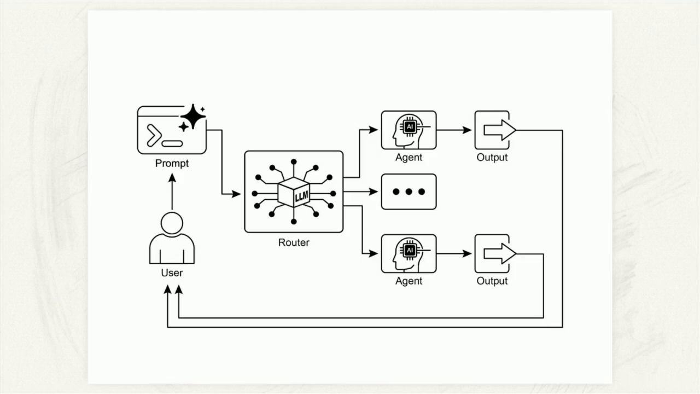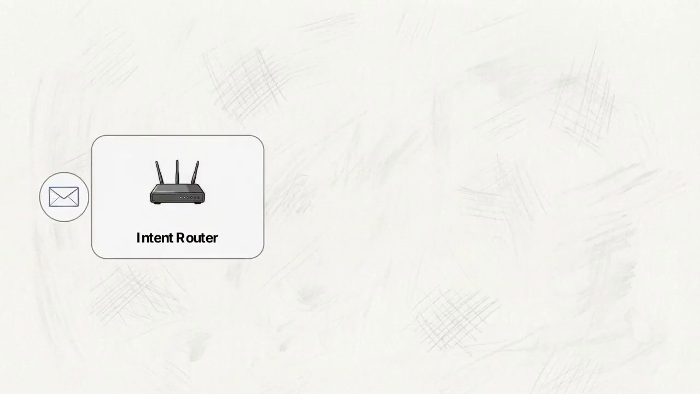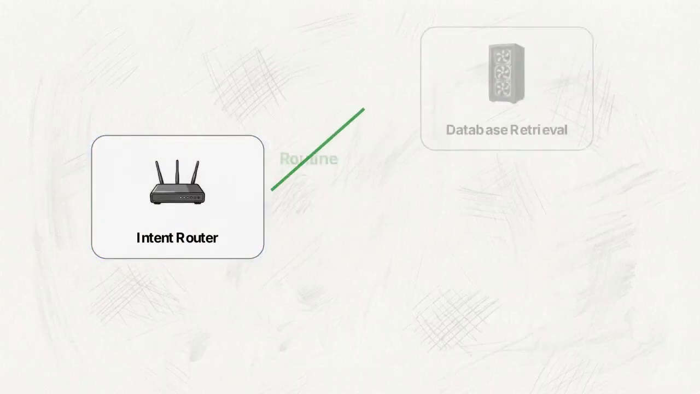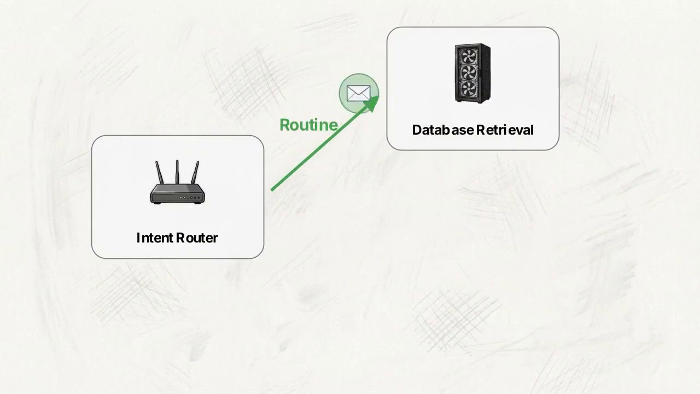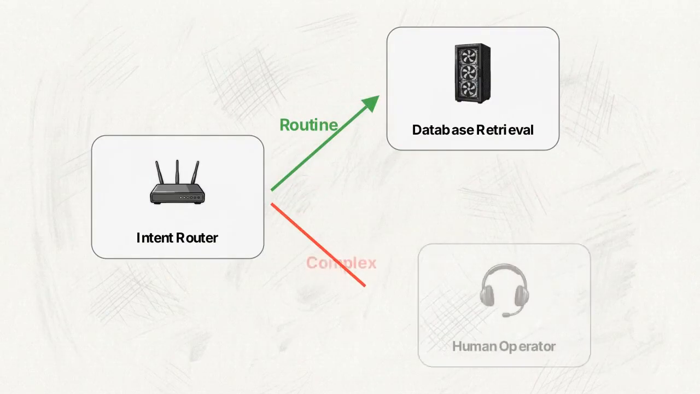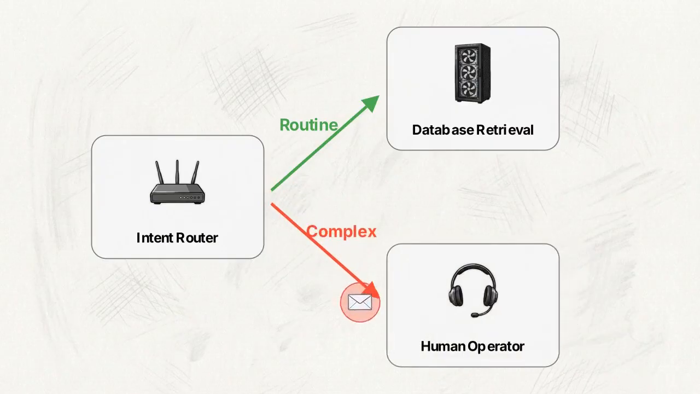This workflow illustrates the routing pattern. It introduces conditional logic, allowing the system to make dynamic decisions. The central router block evaluates the user's initial prompt and determines the exact sub-agent or tool required, as shown by the diverging arrows. For example, an incoming customer query hits the router. If it's a routine account question, the router directs it to a database retrieval tool. If the language indicates a complex dispute, it triggers an escalation protocol to a human operator.